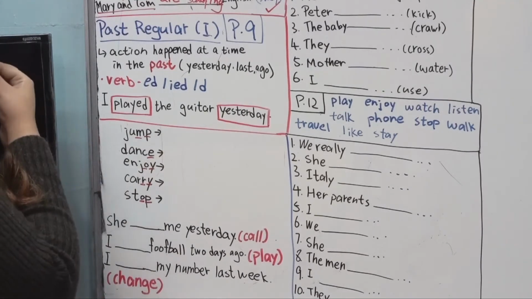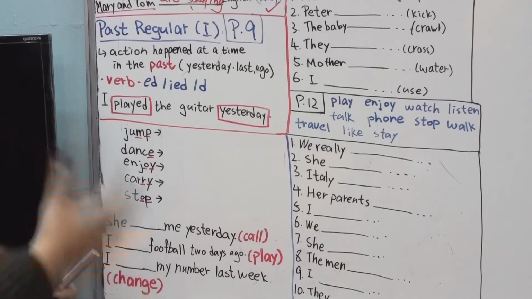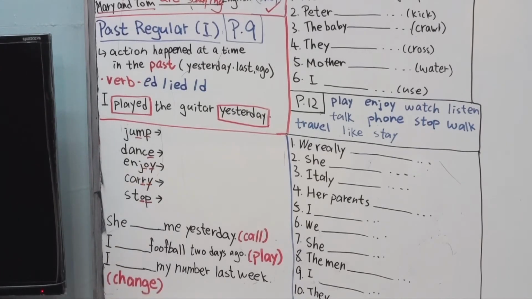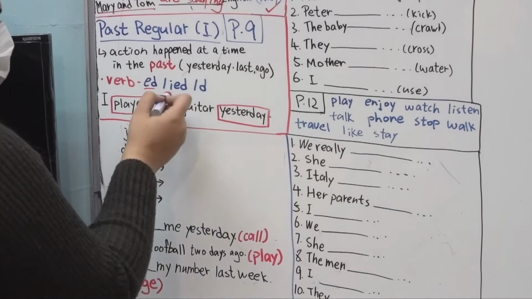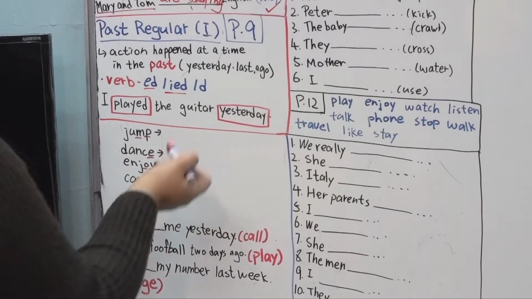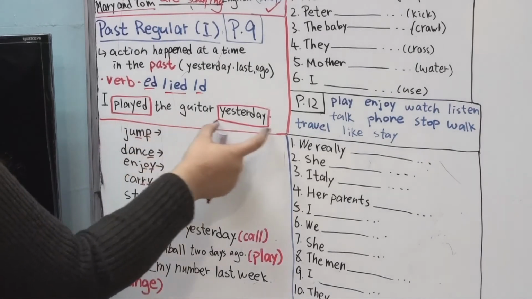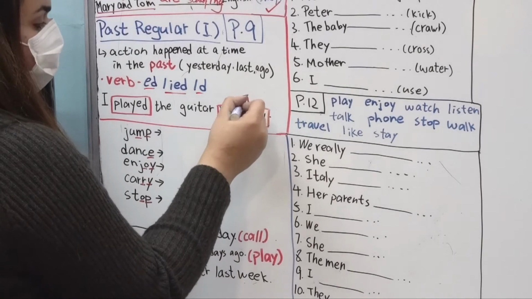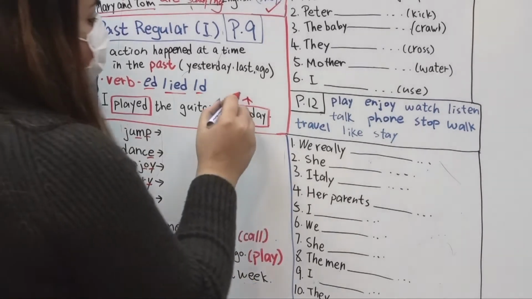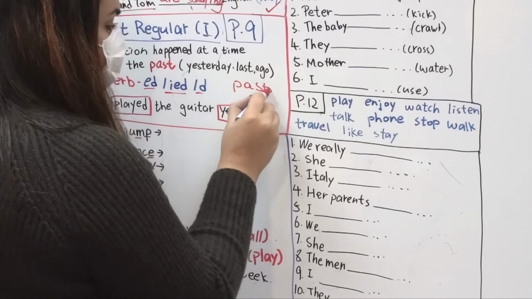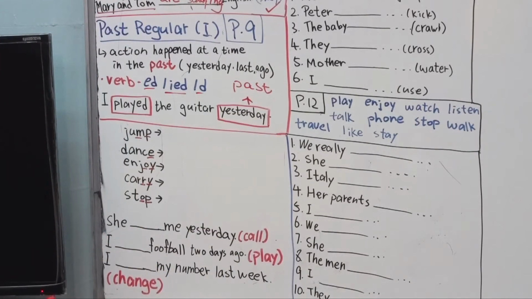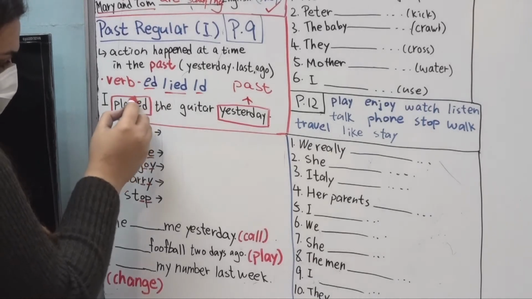So simply, when we are talking about an action in the past, we normally change the verb, all right? How do we change the verb? We can add ed, right? In some situations, we have to add ied or d. So let's look at this sentence here. I played the guitar yesterday. So the time expression yesterday tells you that this action is in the past, right? That's why we have to change the verb, right?